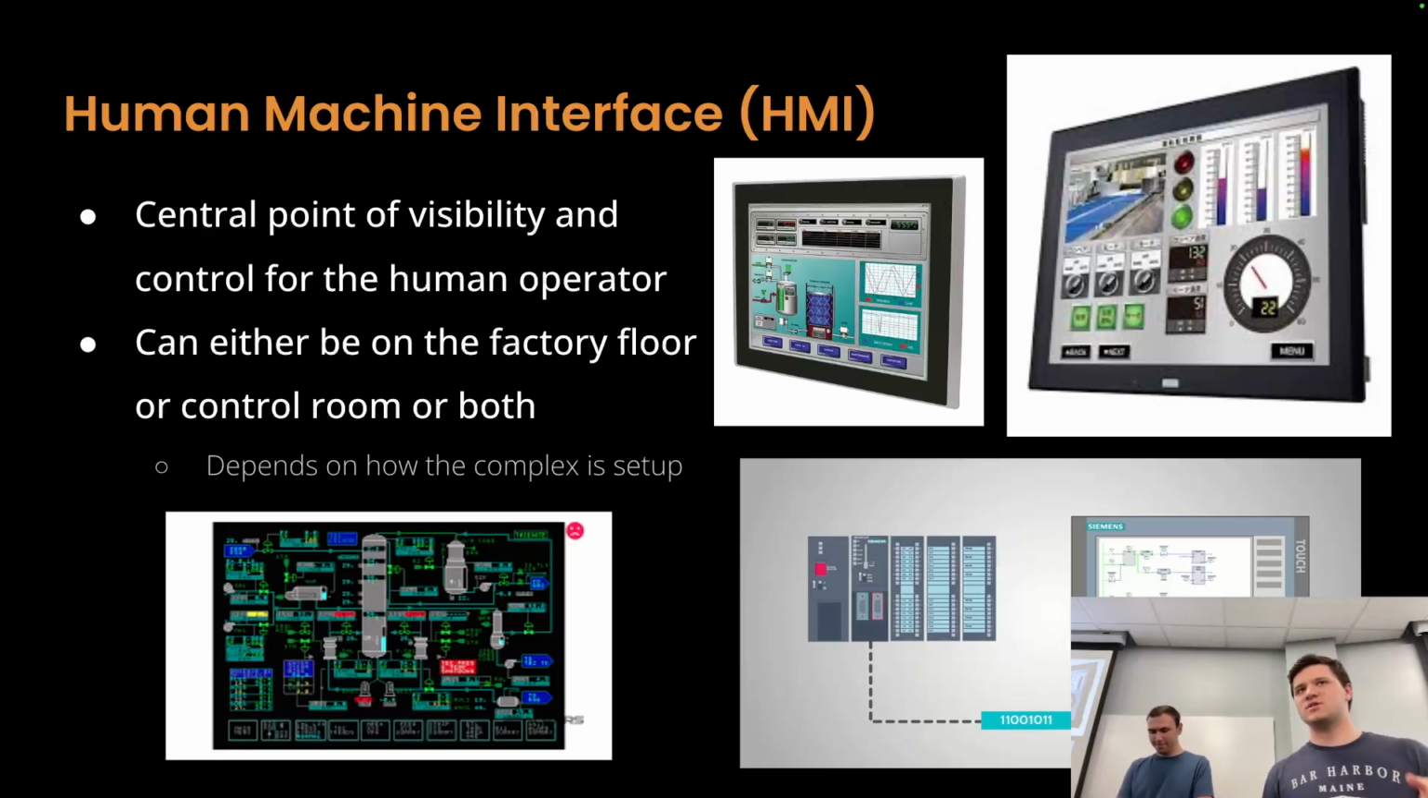So the human-machine interface, HMI. This is the central point of visibility for the operators to see the actual physical process. And this can either be on the factory floor or in a control room. From a factory floor, it might just have one industrial process, whereas the HMIs in the control room will have multiple.